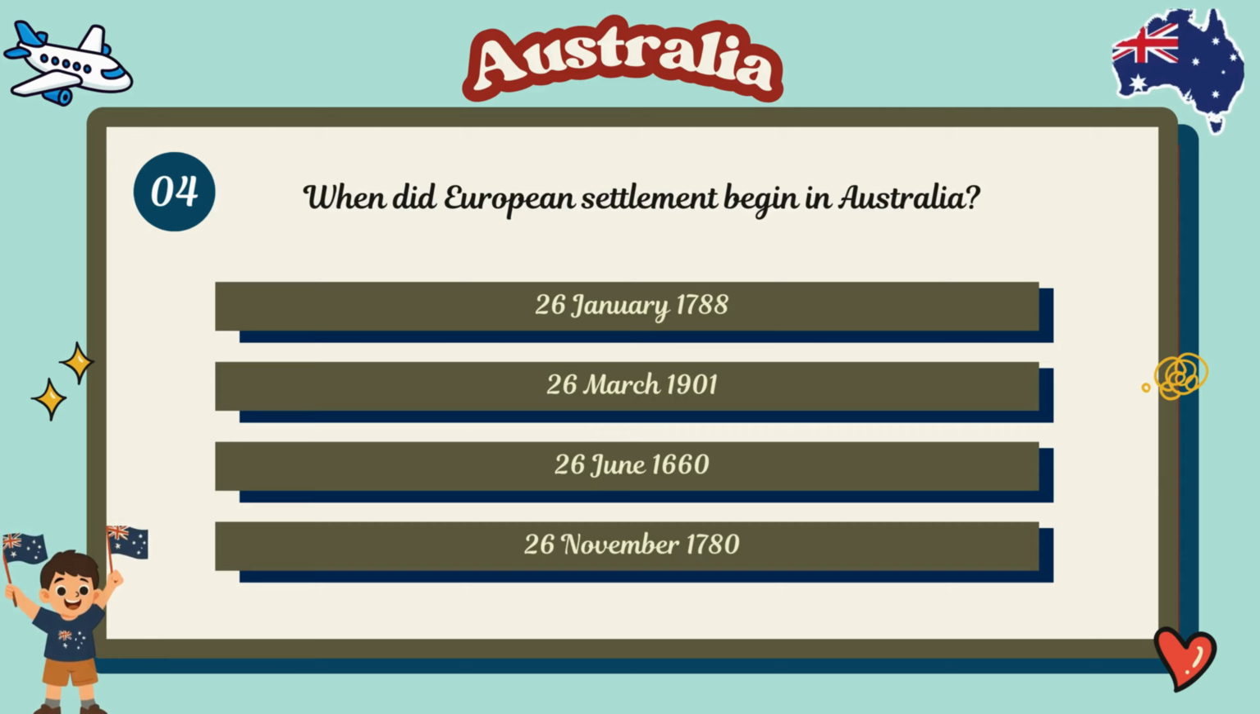Question 4. When did European settlement begin in Australia? A. 26th January 1788. B. 26th March 1901. C. 26th June 1660. D. 26th November 1780.